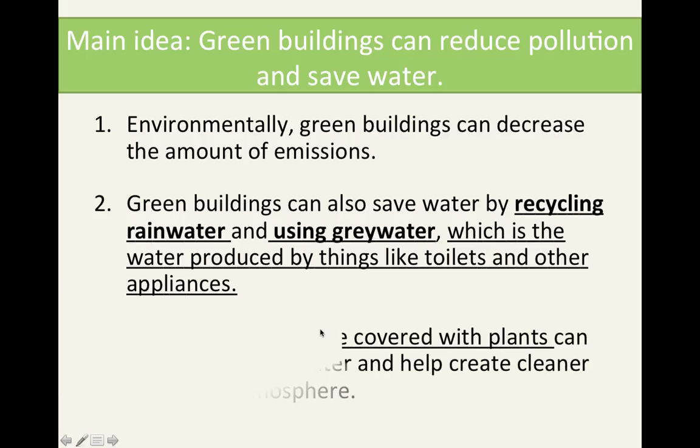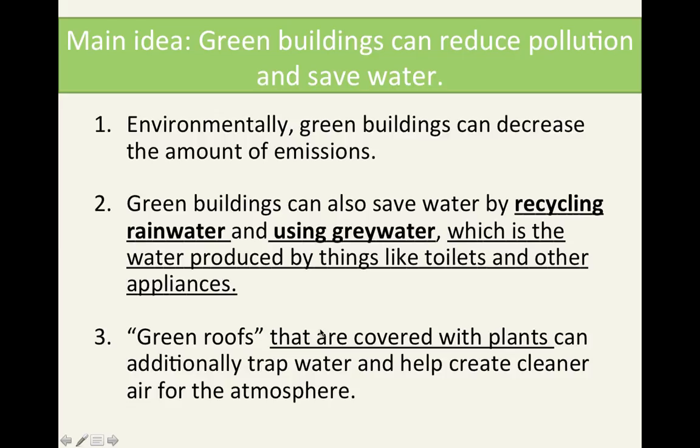All right, and then the next one is green roofs that are covered with plants can additionally trap water and help create cleaner air for the atmosphere, right? As we know, if we plant a lot of trees, and then we can have the fresh air, right? So we call the green parts the lung of the cities, right? Okay, and then trap water means to keep water, right? And then the mudslides will not happen.